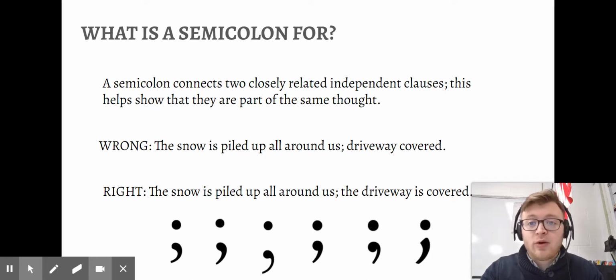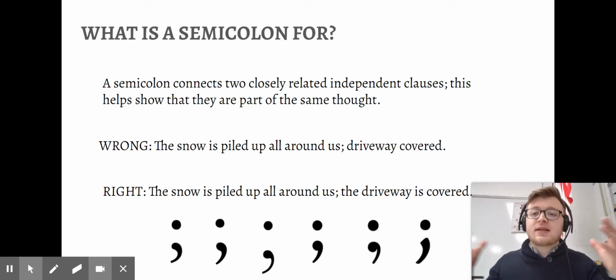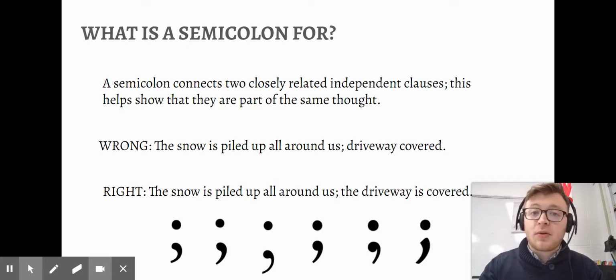Now, it is kind of a workaround. In a thesis statement, we use these semicolons to show obviously both sides of our argument are going to be related to each other, but we can use a semicolon to show that both of these things are part of a thesis statement. It just didn't all fit into one sentence.